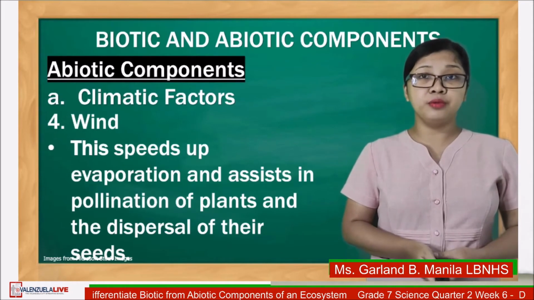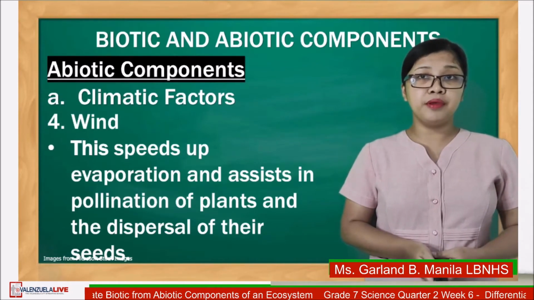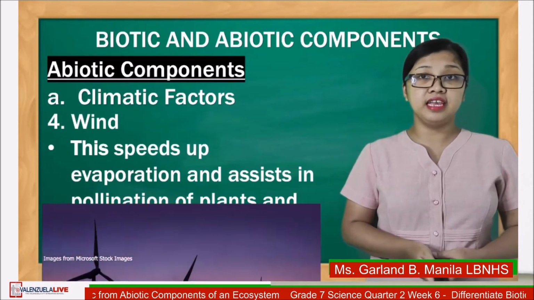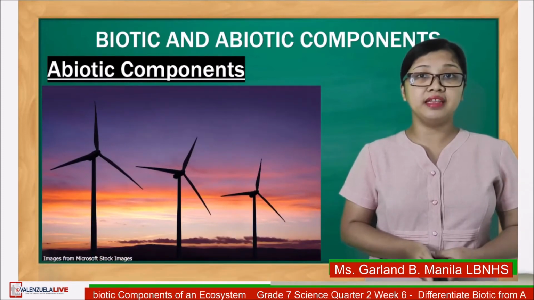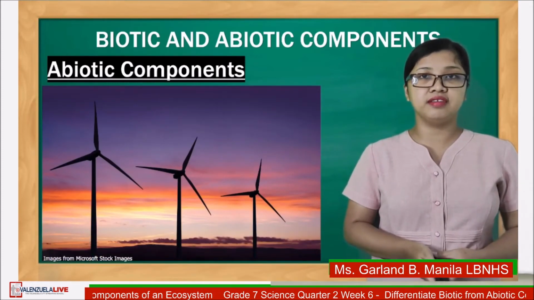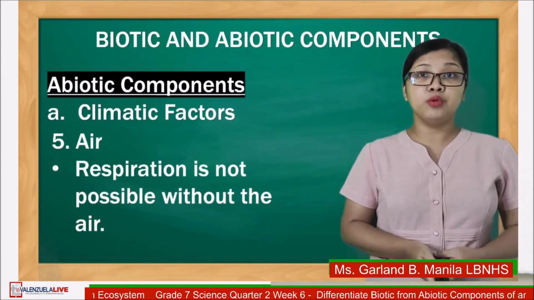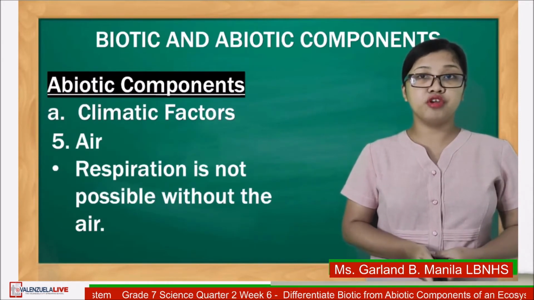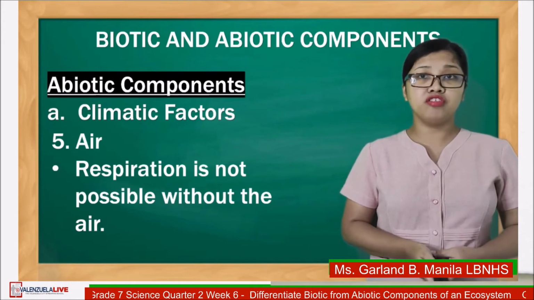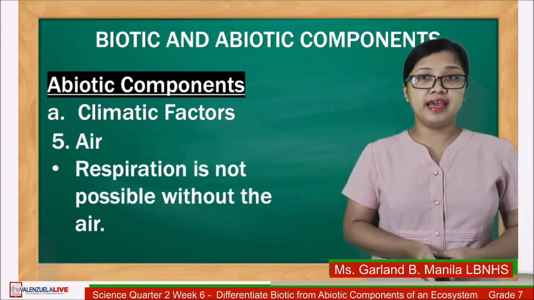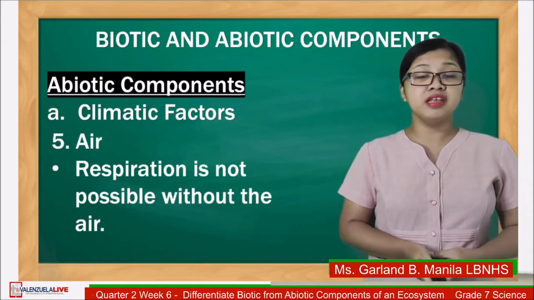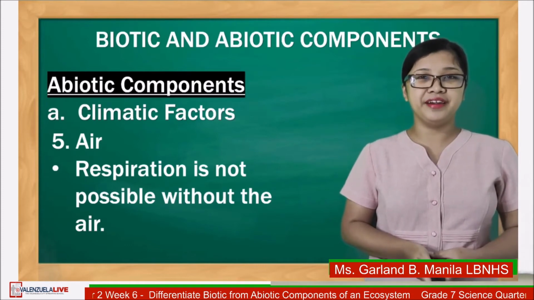Next is the wind. This speeds up evaporation and assists in pollination of plants and the dispersal of their seeds. And last, for climatic factors, we have the air, which is composed of nitrogen, oxygen, and other important gases. Respiration is not possible without the air.